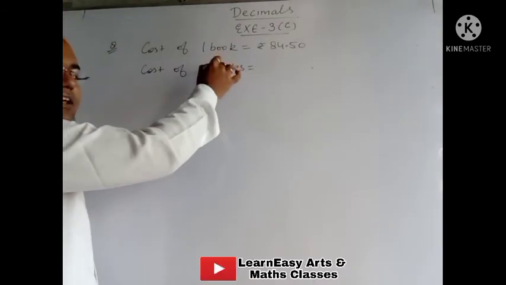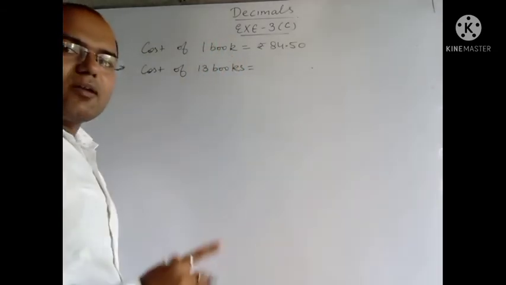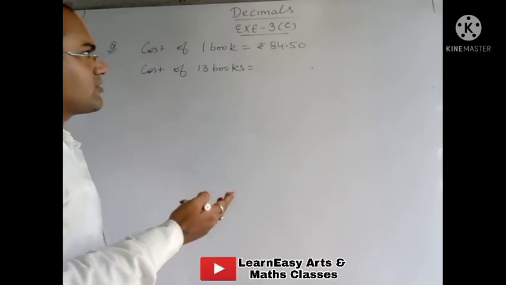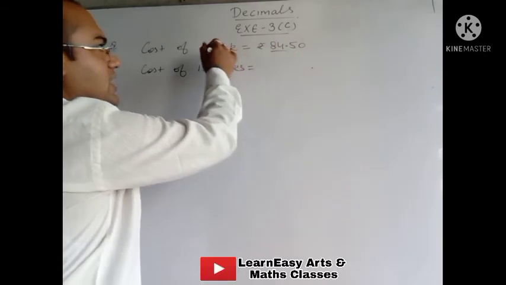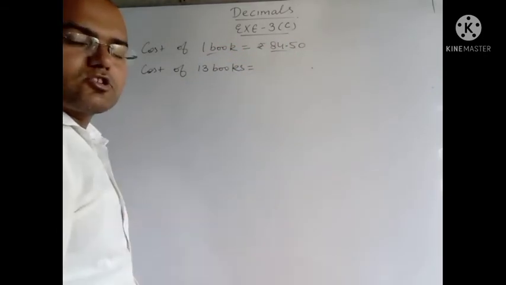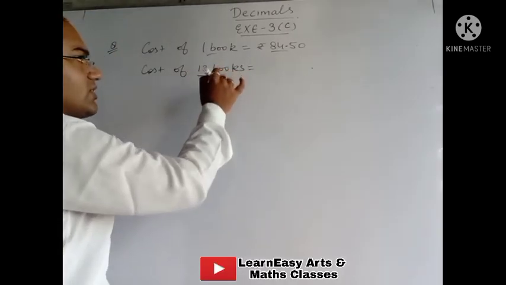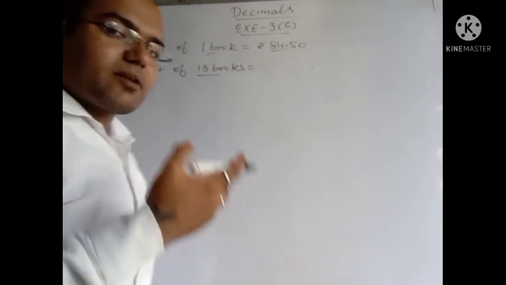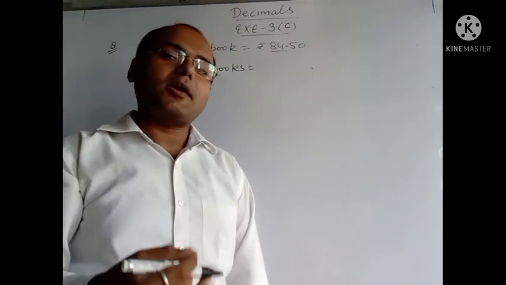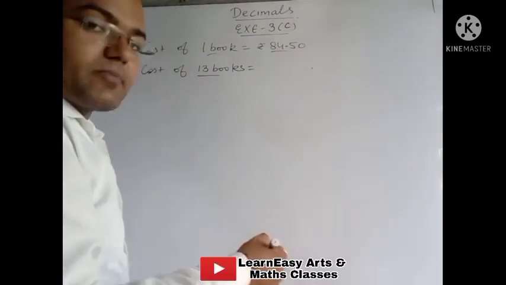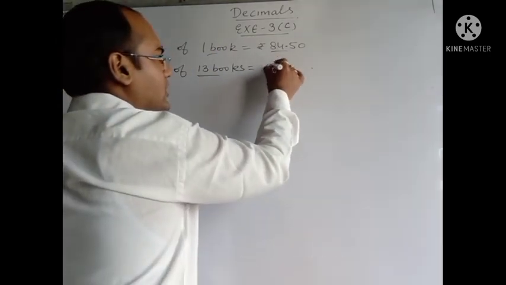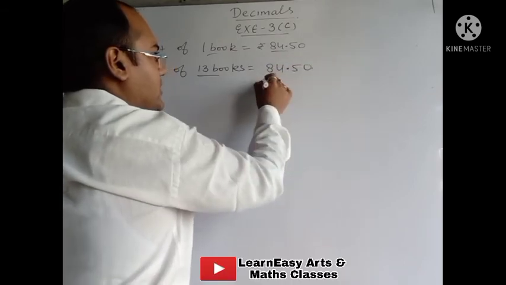In the previous line we had written cost of one book. One book's cost is very less. Since we have only one book, that's why money is also less. Now this time we have 13 books. Number of books is more. That's why we have to pay more money. So more means we have to multiply. So 84.50 multiply 13.